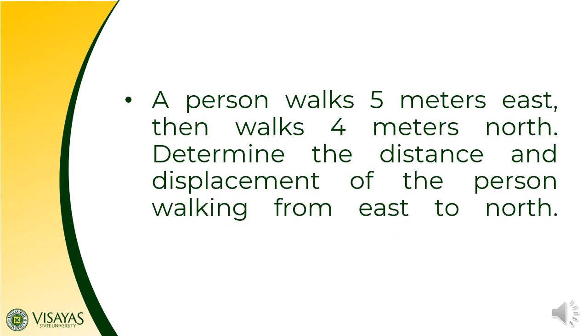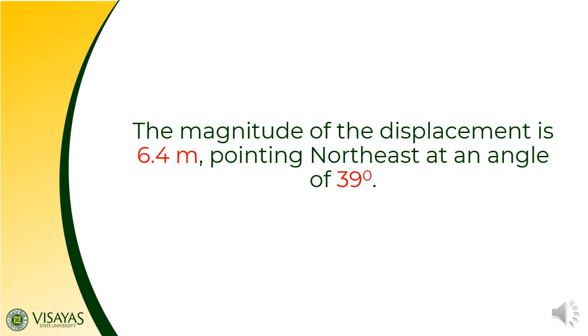For you to have a better understanding about distance and displacement, just try this problem. A person walks 5 meters east, then walks 4 meters north. Determine the distance and displacement of the person walking from east to north. You may pause this video for you to have time in answering this problem and try to check your answer in the next slide if you will come up with the same answer. The magnitude of the displacement is 6.4 meters, pointing northeast at an angle of 39 degrees. So did you get the same answer?